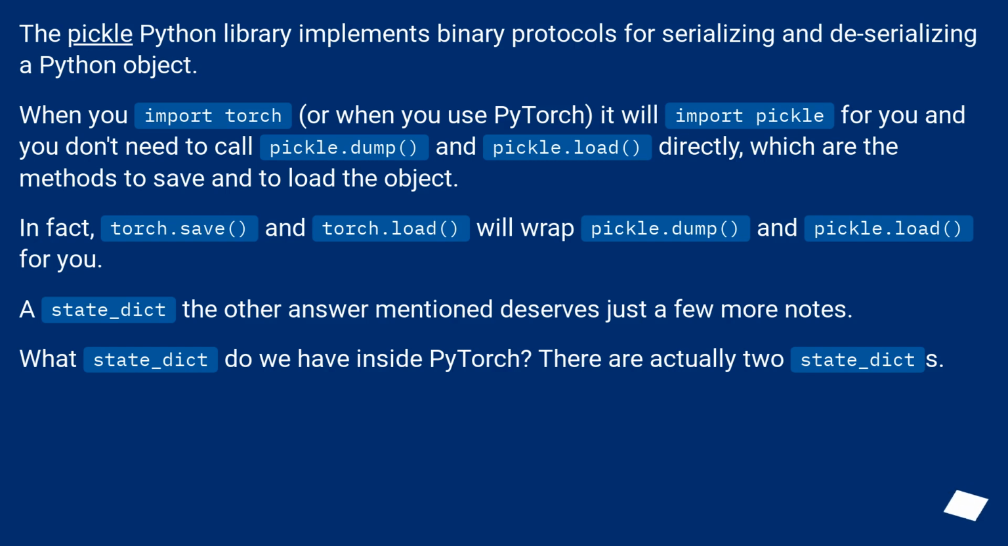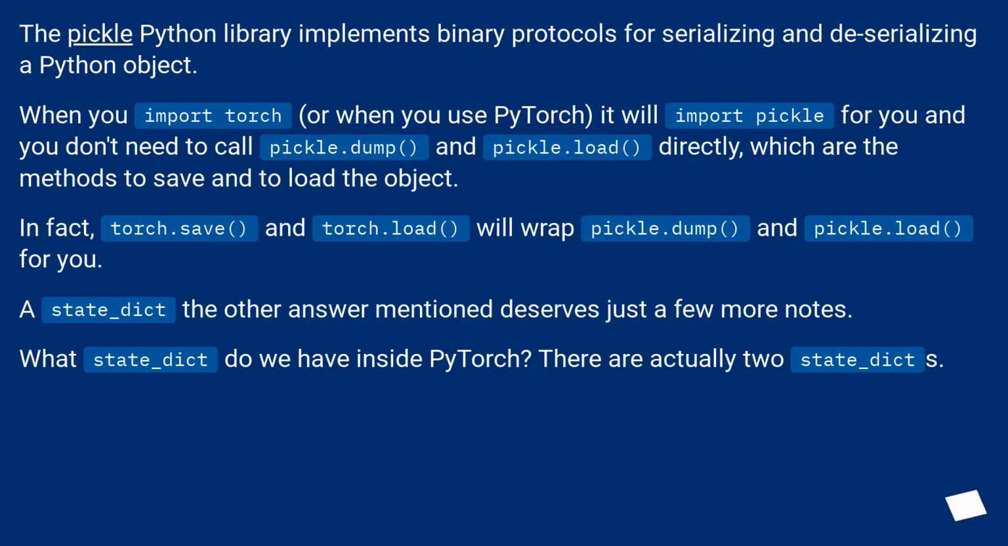The Python pickle library implements binary protocols for serializing and deserializing a Python object. When you import torch, or when you use PyTorch, it will import pickle for you, and you don't need to call pickle.dump and pickle.load directly, which are the methods to save and to load the object. In fact, torch.save and torch.load will wrap pickle.dump and pickle.load for you.